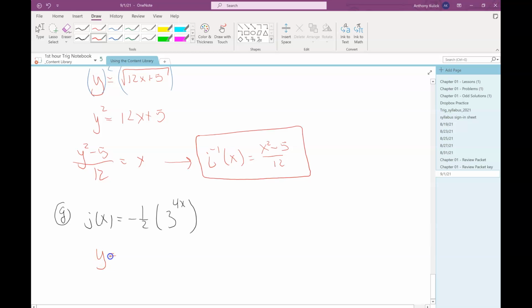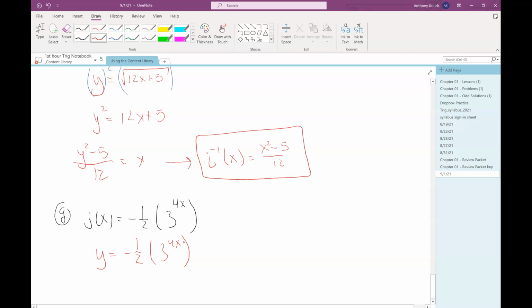So again, start by getting rid of the function notation, just replacing with a y equals. What kind of an equation do we have here? Does anybody recognize this from last year? At least we should recognize it. This was an exponential equation. I can recognize that because the x is in the exponent. Does that ring a bell?